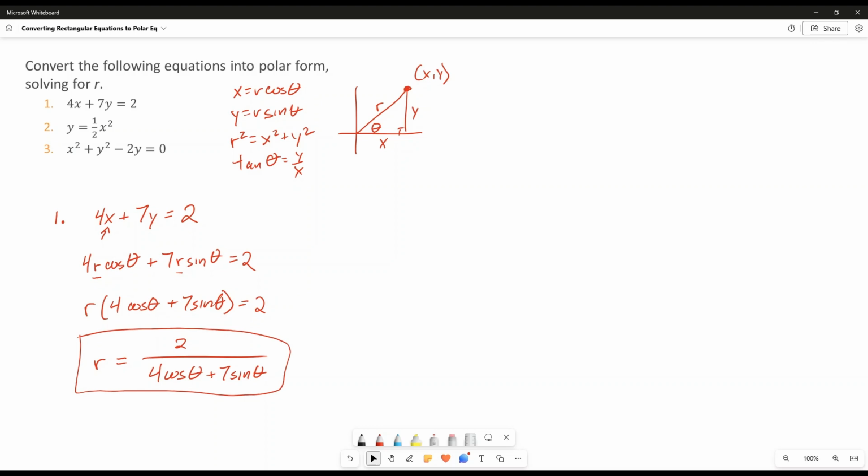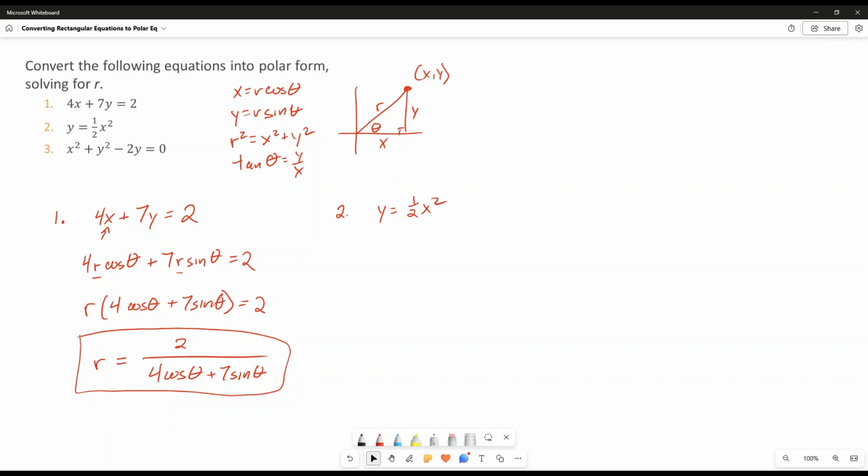All right, let's try another one. This time we have y is equal to 1/2 x squared. Hopefully you can recognize this as being a parabola. It would be a parabola with its vertex at the origin opening upwards. The 1/2 just scales it vertically by a factor of 2. It compresses it by a factor of 2. So how would we convert this rectangular equation into a polar equation?